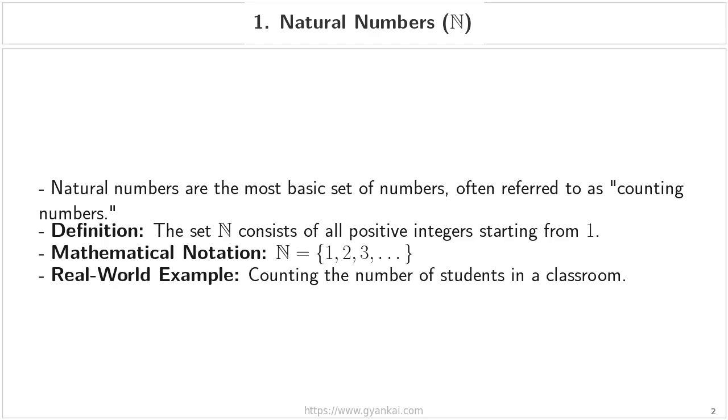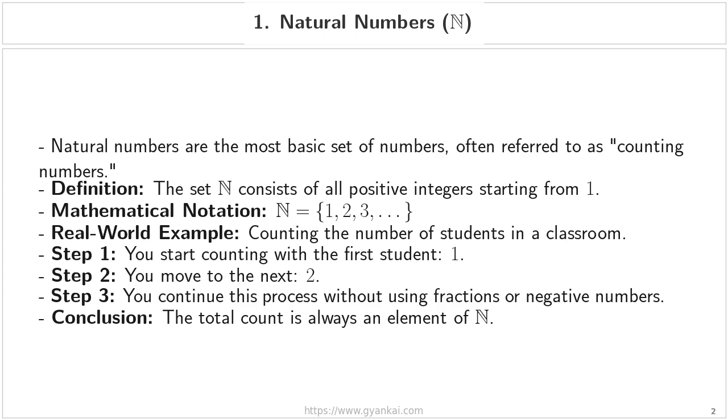To make this concrete, think about a real-world scenario, like counting the number of students in a classroom. When you begin your count, you start with the first student, which is 1. You move to the next student, making it 2. You continue this process one by one, and as you'll notice, you aren't using any fractions or negative numbers in this process. Because your final total will always be a positive whole number, we can conclude that this total count is always an element of the set of natural numbers. This simple set of numbers will actually serve as the foundation for the next set we discuss, which expands these numbers to include 0 and negatives.